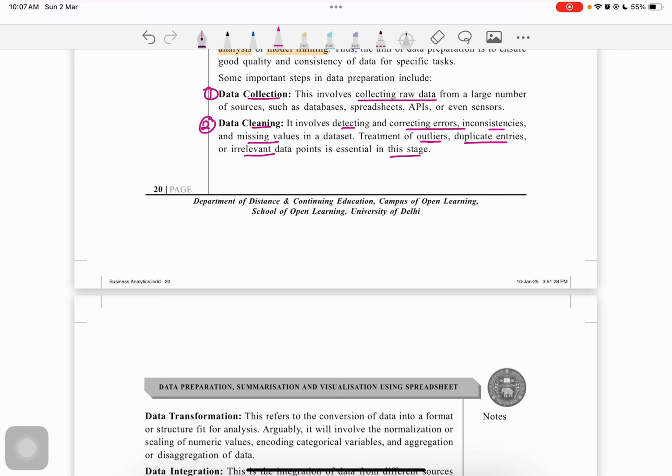It means that if there is anything that is out of the box, for example, if we are having data from sequence 1 to 10, but there is a number containing 100, so 100 is an outlier from this data set. Duplicate entry means repeated entries. Irrelevant data points, for example, if we have asked the respondents to write their phone number, but they have written ABC or something like that, is irrelevant data.